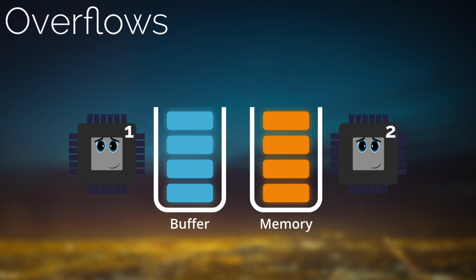Anyway, what's another suspect? Overflows. So we have a buffer and we have memory. The buffer, or the memory buffer, is basically a space that is reserved while data in the memory is being exchanged between programs, kind of like a shell game.